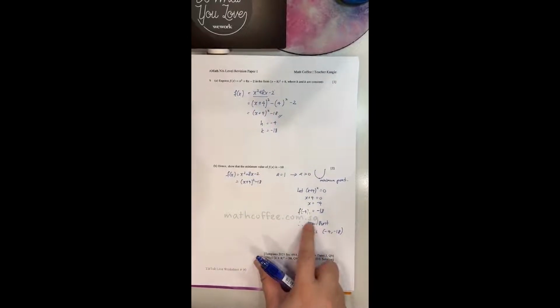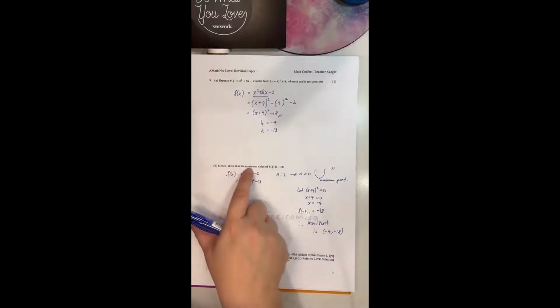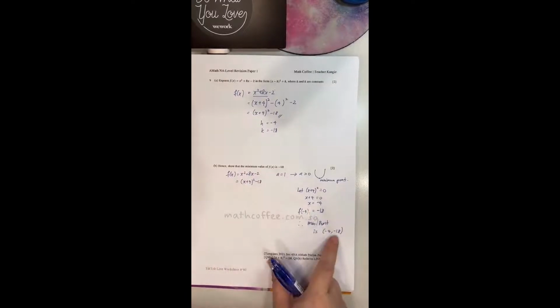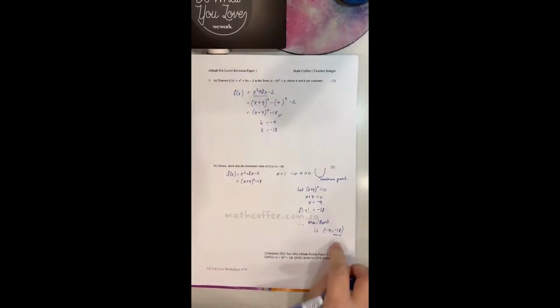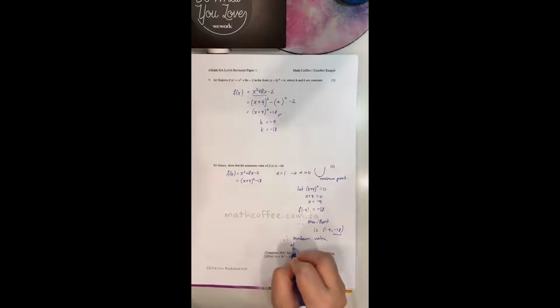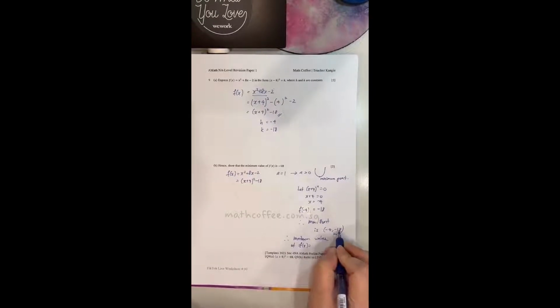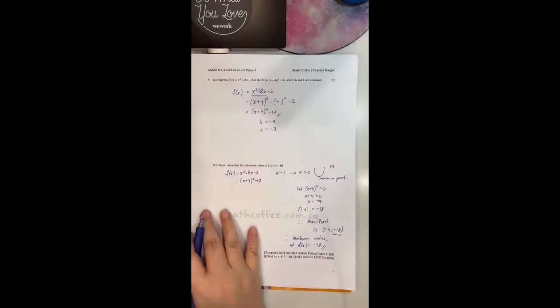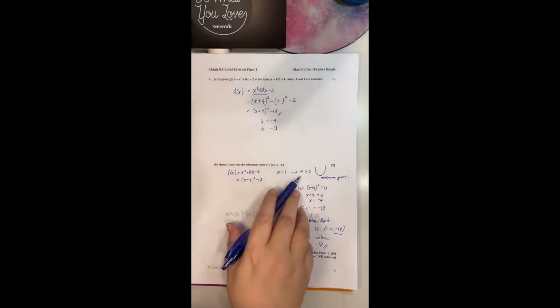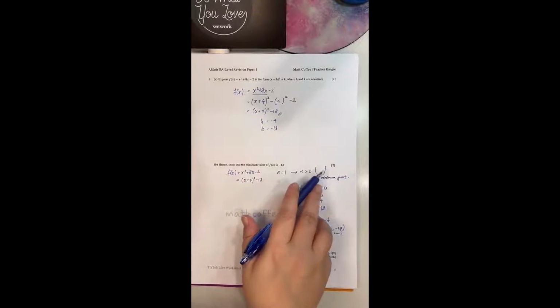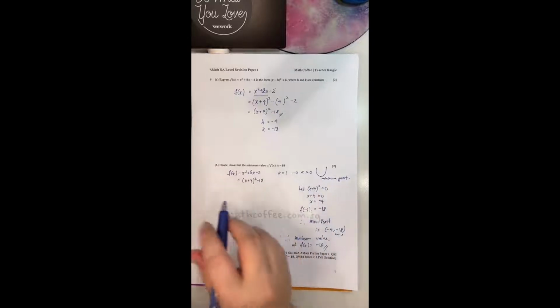Okay, so with this, I already proved that the minimum point is this. They want you to prove that the minimum value is minus 18, which is this one. So therefore, the minimum value of f(x) equals to minus 18. Done. Okay. So this is using completing the square to find out what is the turning point. And in this case, because my a is more than 0, so it is a happy face. So the turning point is a minimum point.